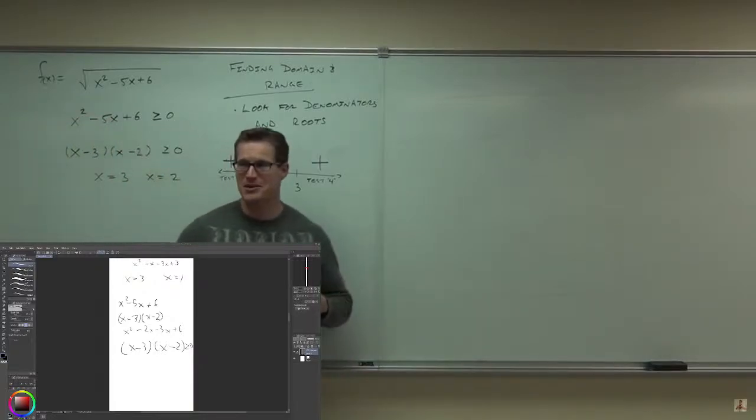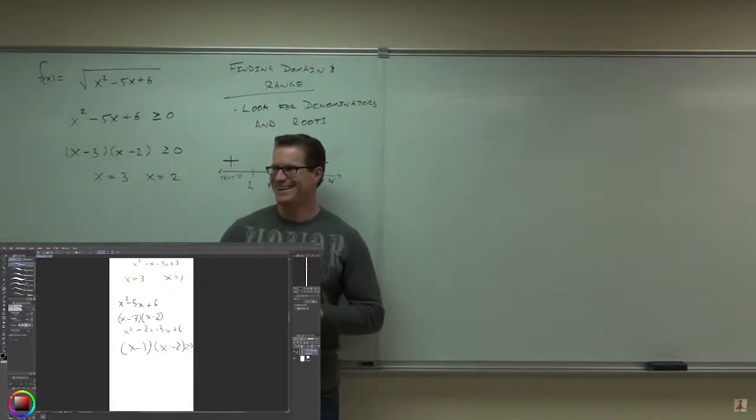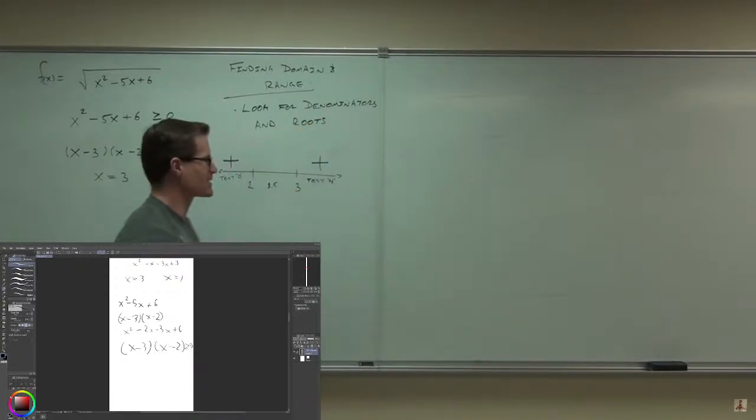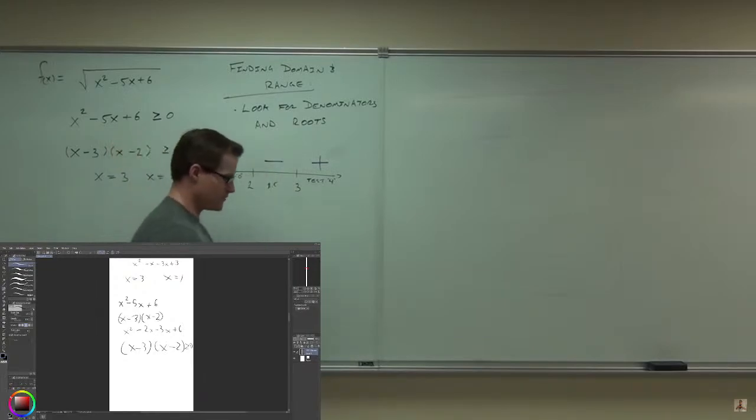Bet you $1 million it's going to be negative. You want to take the bet? No, it's quadratic, right? It's positive here, it's positive here. It's got to be negative there if it crosses the x-axis. So it's going to be negative.